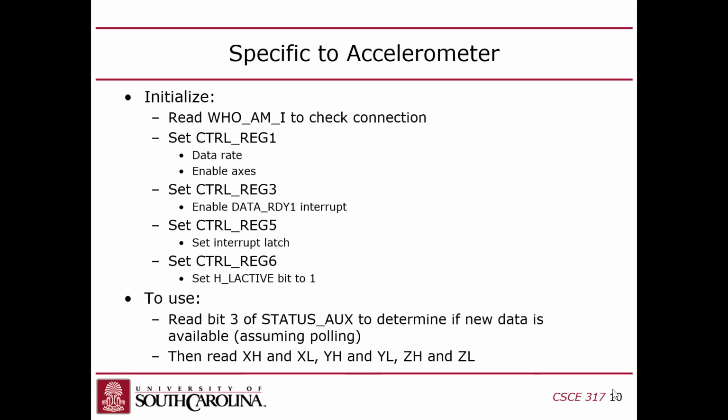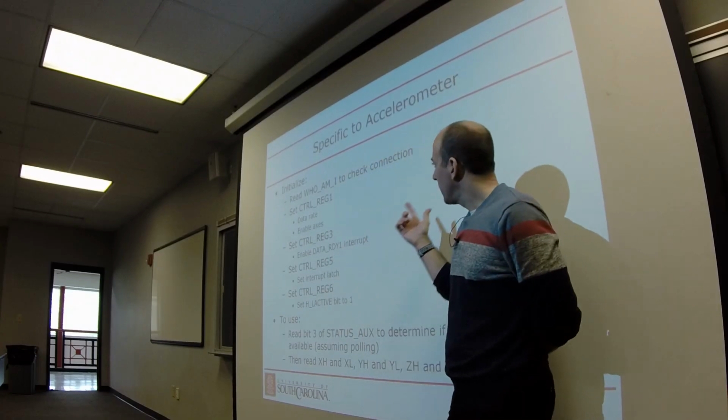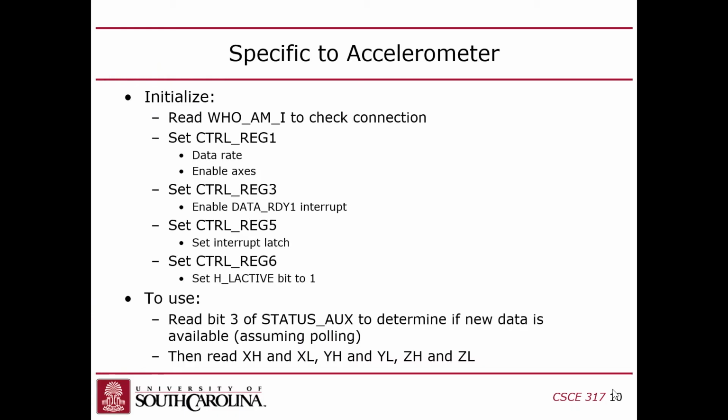For the sake of the lab, I think we did a max of either 1 hertz, 10 hertz, or 25. Oh, okay. So you can see the printouts. So you're going to put the low sample rate in there. That's where you specify that. Also, you have to enable all 3 axes, X, Y, and Z.